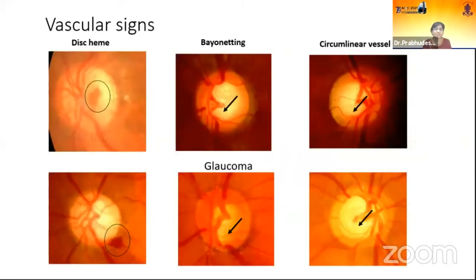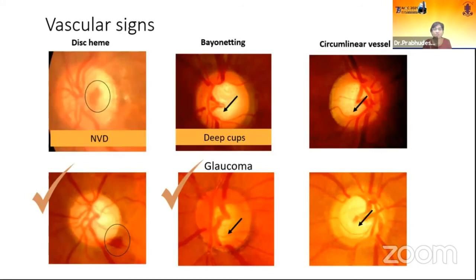This is also because of the loss of axons over there. So if it is disc hemorrhage, can be NVD. If it is deep cups, can be totally physiologic, normal, and because of that, it can be an apparent bayonetting. And circumlinear vessel, this is normal on top, and the down is glaucoma.